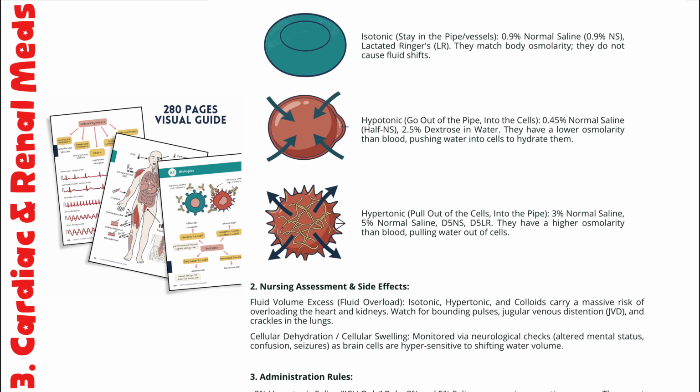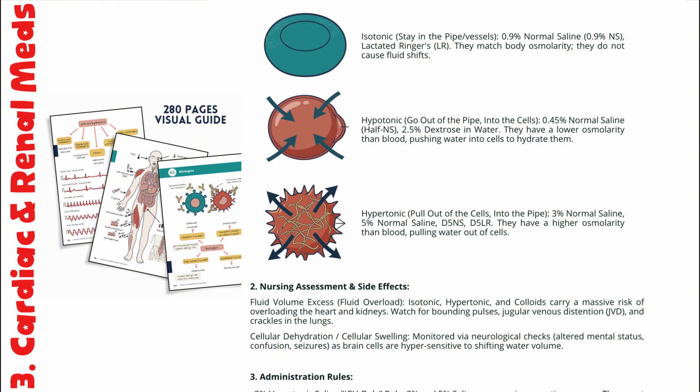One tonicity trap worth knowing while we're on fluids. Isotonic fluids like normal saline are the standard choice for volume replacement, since they don't shift fluid into or out of the cells. Hypotonic fluids like 0.45% saline or D5W work the opposite way. And in a patient with a head injury or rising intracranial pressure, they are contraindicated because they shift water into already swollen brain cells and make the pressure worse.